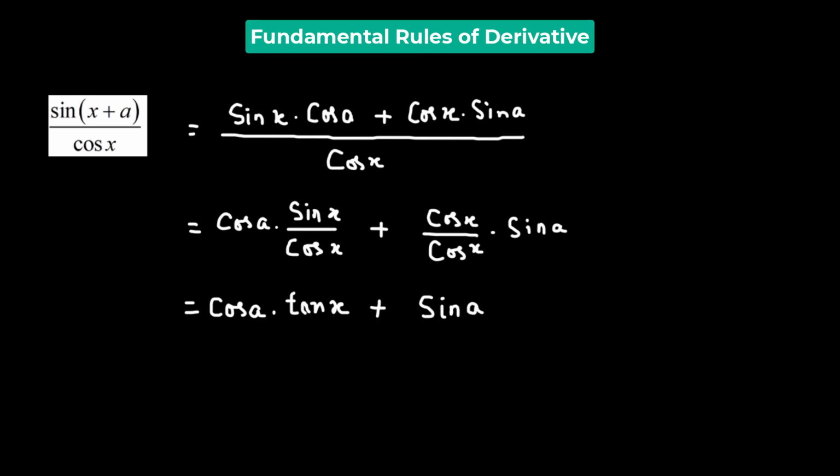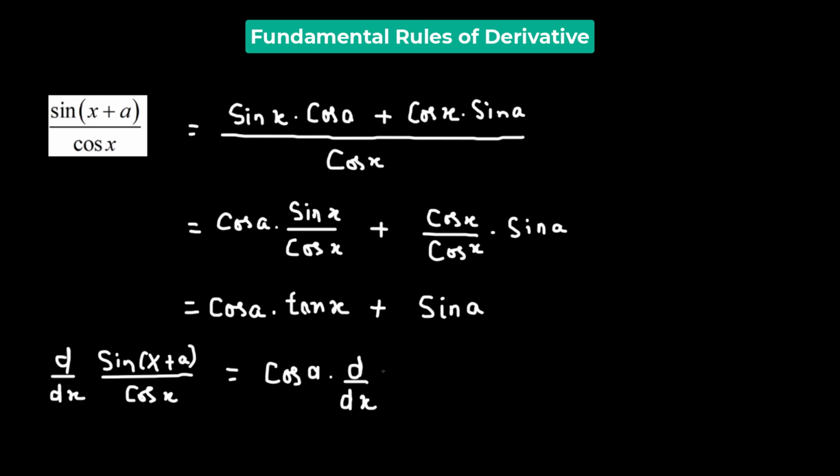Now we are going to apply the derivative. So the derivative with respect to x of sine of x plus a divided by cosine of x is simply equal to the derivative of cosine of a times tangent of x, cosine of a being a constant, we can pull it out of the derivative. So we have cosine of a times the derivative of tangent of x with respect to x, plus the derivative of the constant function sine of a. A being a constant, the sine of a is also going to be a constant. Now we know that this derivative is going to be equal to 0.